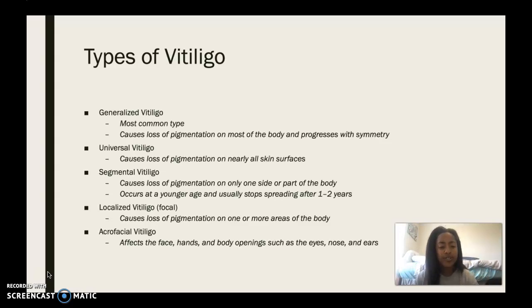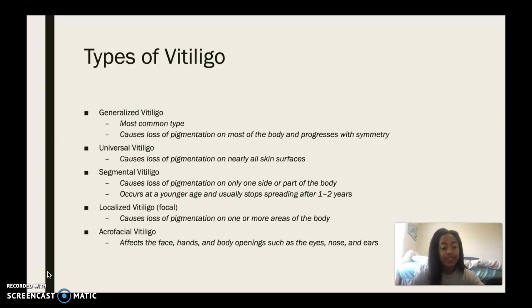With universal vitiligo, it's basically everywhere on your skin and will result in complete depigmentation. Segmental vitiligo occurs on only one side or one part of the body. It usually occurs at a younger age, and it will stop spreading around 1 to 2 years of having the depigmentation. But although it does stop spreading, it doesn't mean that your skin color will come back.